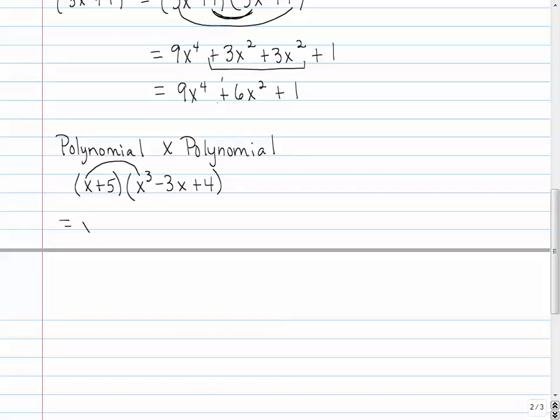x times x cubed is x to the 4th. x times negative 3x is negative 3x squared. x times 4 is 4x. So we've got half of it done now. We've multiplied x times everything in the second parentheses. Now I'll go back and multiply 5 times everything in the second parentheses. So 5 times x cubed is 5x cubed. 5 times negative 3x is negative 15x. And 5 times 4 is 20.